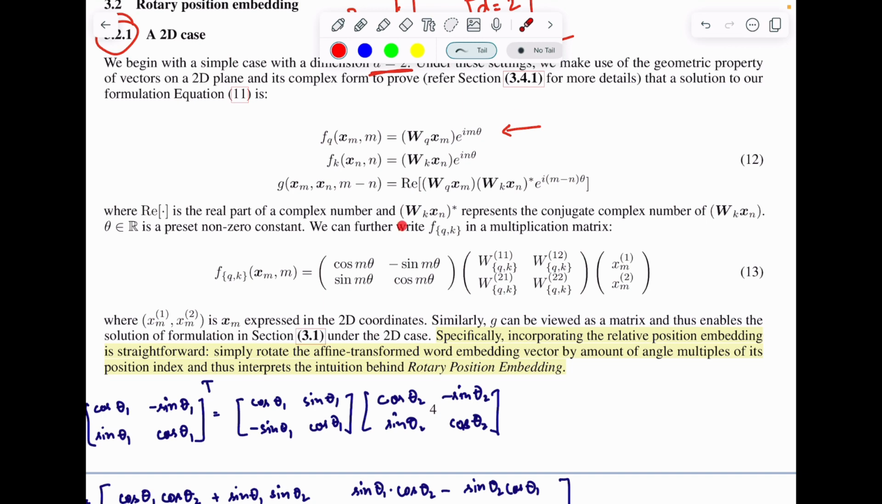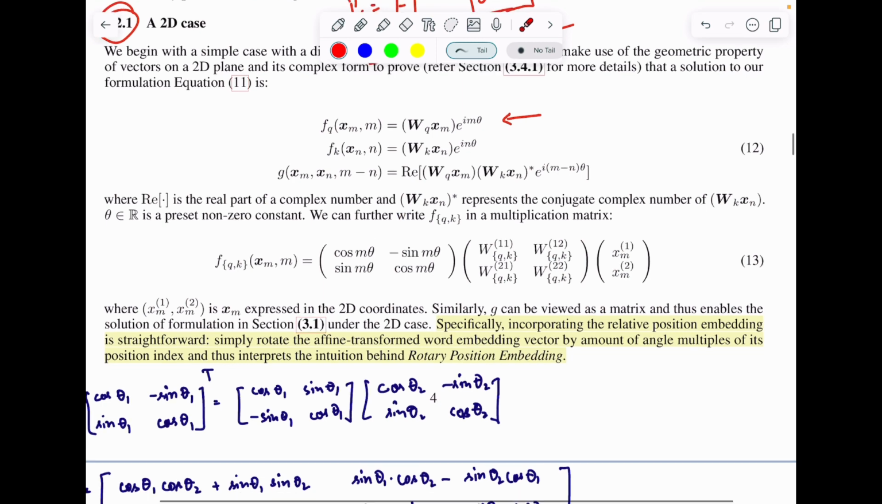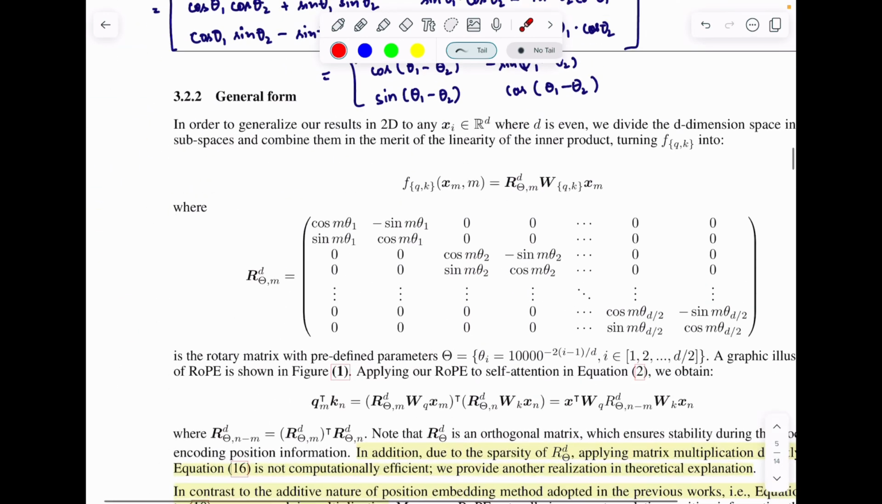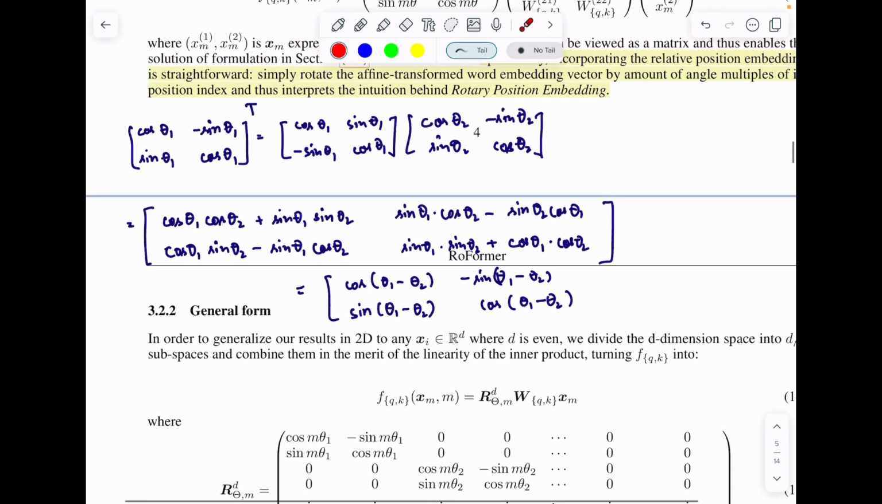This is a standard formula for the rotation matrix. Please ignore this particular part. I have written it for some other reason, but I don't even recall why I wrote this.